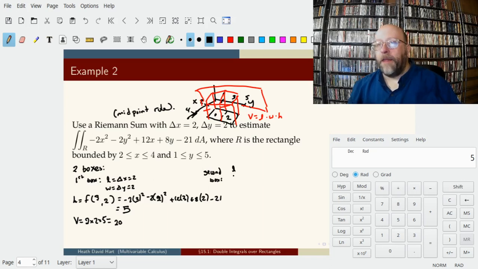Again, the length and the width are your delta x and your delta y. Your height in this case is the value of the function at the midpoint of the second rectangle. So again, x is halfway between 2 and 4, which is 3. And y is halfway between 3 and 5. This time y is 4. And so let's plug in 3 and 4 into this function and go ahead and do those calculations.